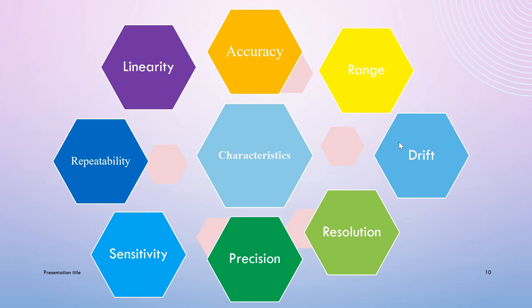And next comes the drift. If the output signal slowly changes or varies from the same input over a long period, this is called drift. This drift will cause an error in the measured value.